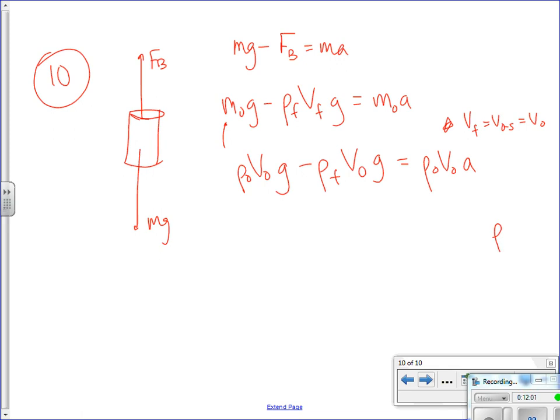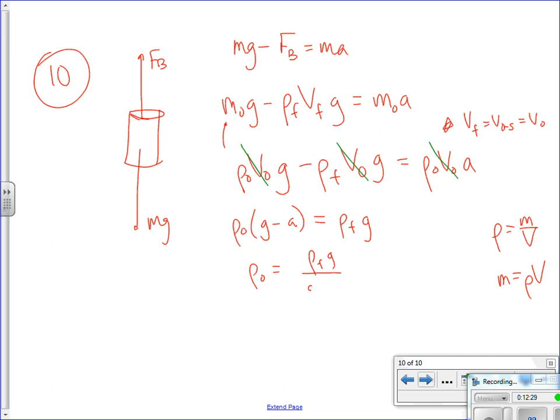Equals rho object V object A. I'm using the fact that density is mass per unit volume. Therefore, any mass is rho times V. Who cares what the volume of that object is? Algebra says rho object G minus A equals rho fluid G. Rho object is rho fluid G over G minus A. Use G as 9.81 meters per second squared, and you get D.